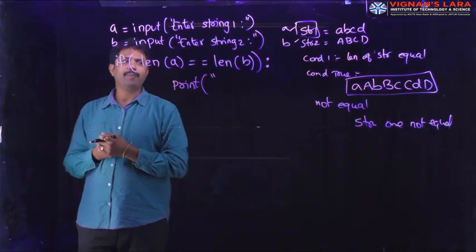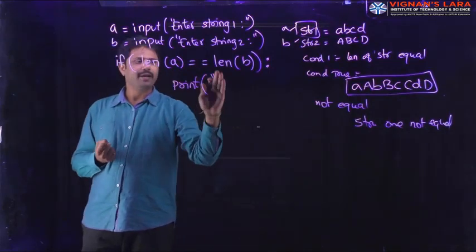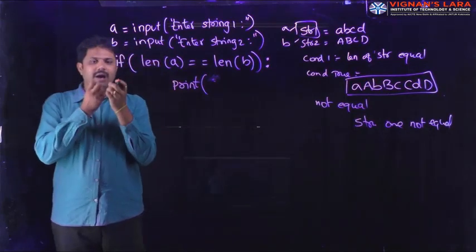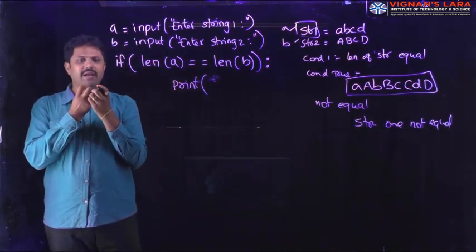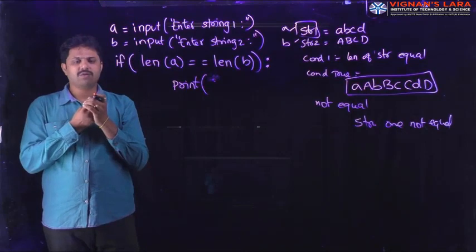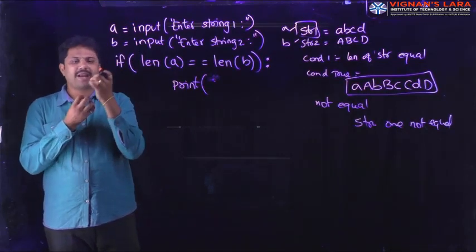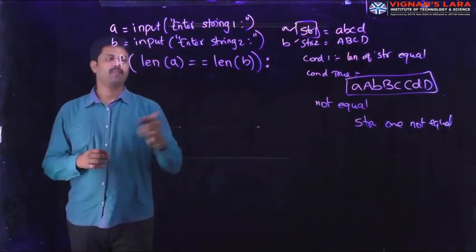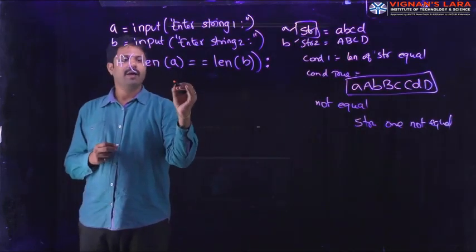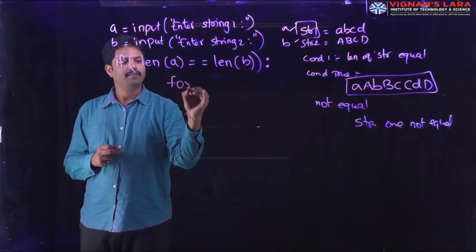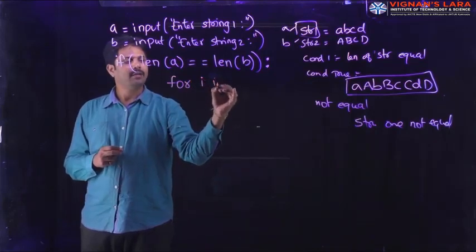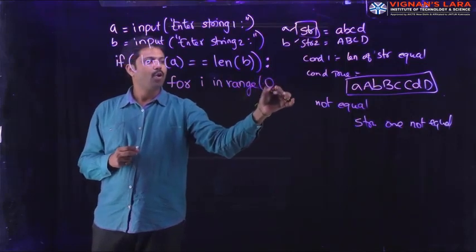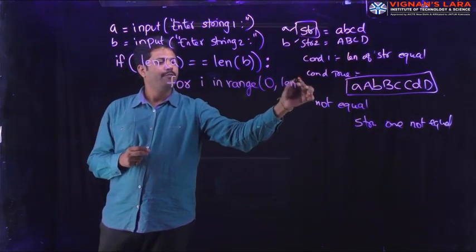What do you have to print? I have to print the first character in string 1 and the first character in string 2. For that, I am writing a for loop: for i in range of 0 comma len of A.